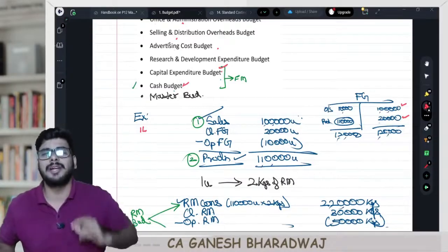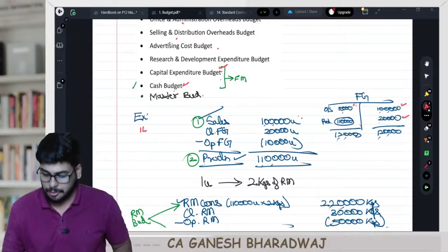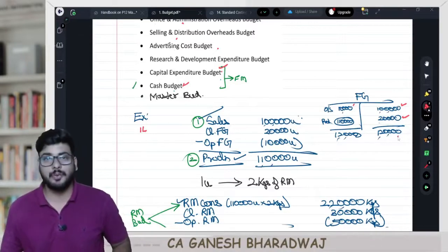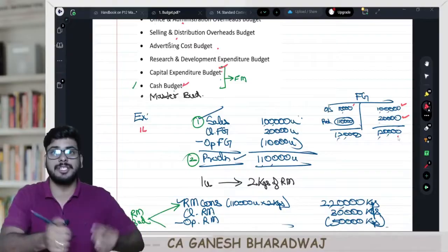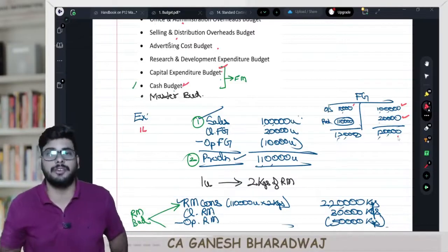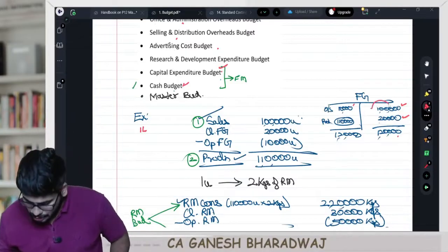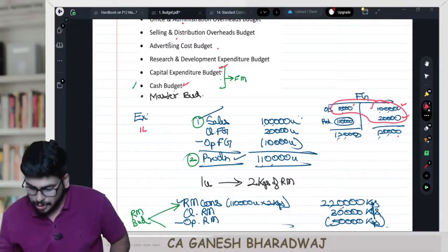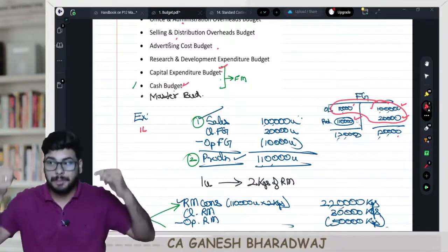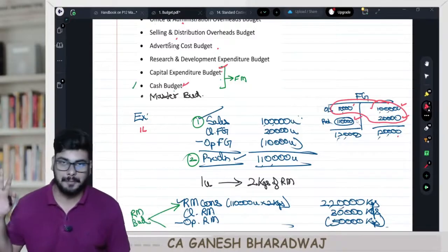The company already has an opening stock of 10,000 units, which means you need not produce 1,20,000. Out of this, 10,000 is already produced and you already have it in your opening stock. So you reduce that. So if you net off these three, you get what? The number of units to be now produced in the upcoming period. Are you clear with this?